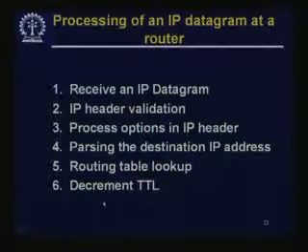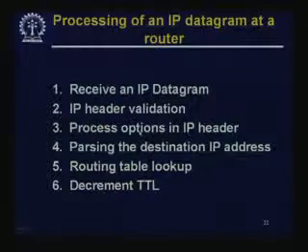Processing of an IP datagram at the router. So, receive an IP datagram, then IP header validation. As I said, IP is a network layer protocol, so this is a different protocol. Previously we had talked about a lot of data link layer protocols. Now we are talking about IP, and for this protocol, once again you require some information to be exchanged between peers. That will once again be in a header, and because we are in the network layer, we will call it an IP header.